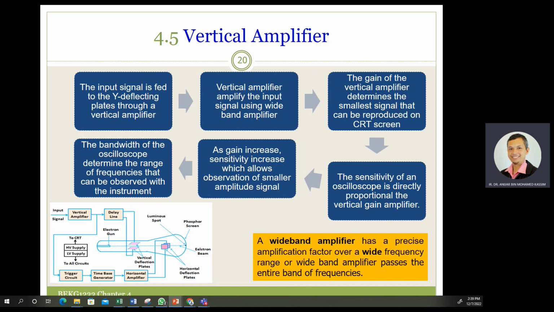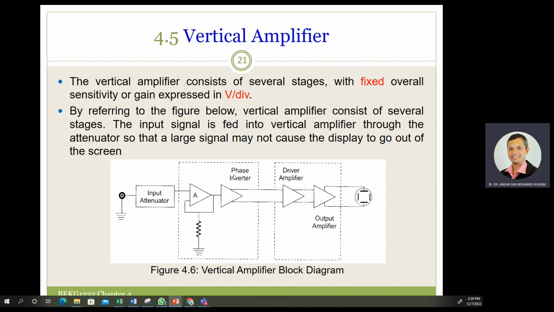In the vertical amplifier, the wideband amplifier has a precise amplification factor over a wide frequency range. Therefore, the wideband amplifier passes the entire band of frequencies. Next, the vertical amplifier consists of several stages, with a fixed overall sensitivity or gain expressed in volts per division. By referring to the figure below, we can see that the vertical amplifier consists of several stages.